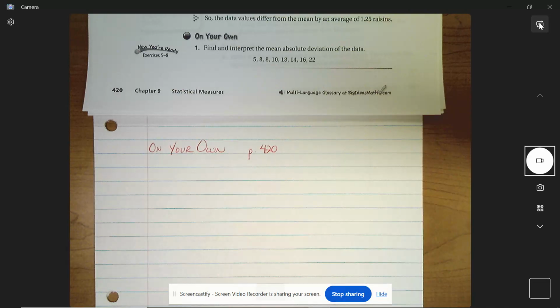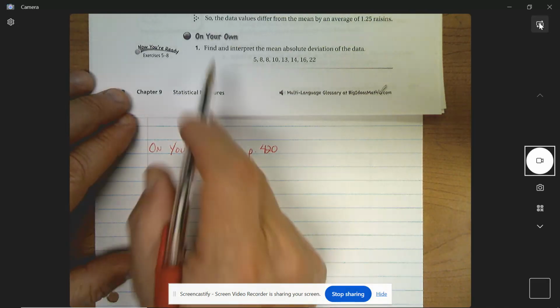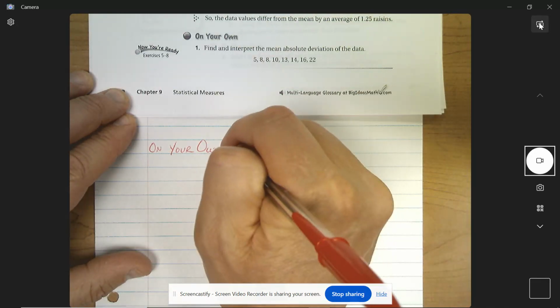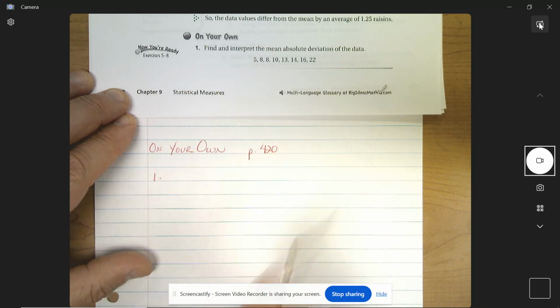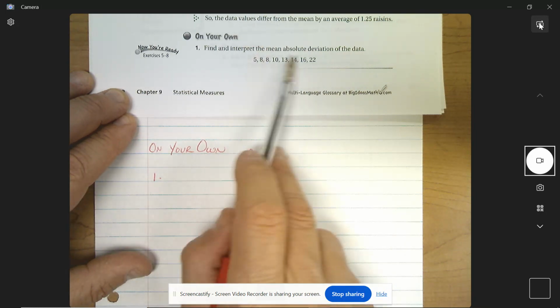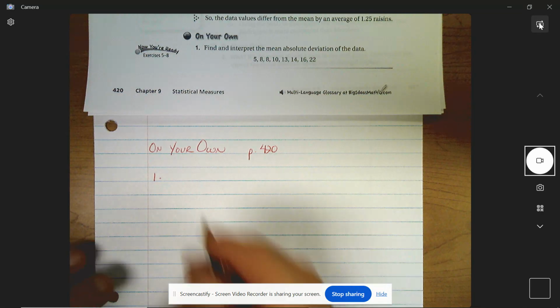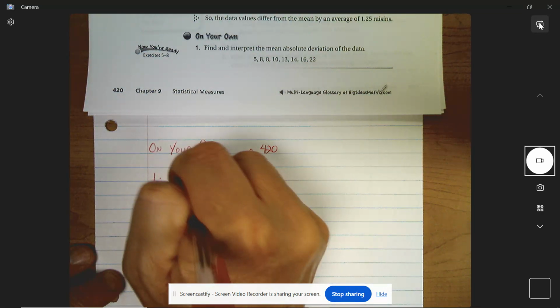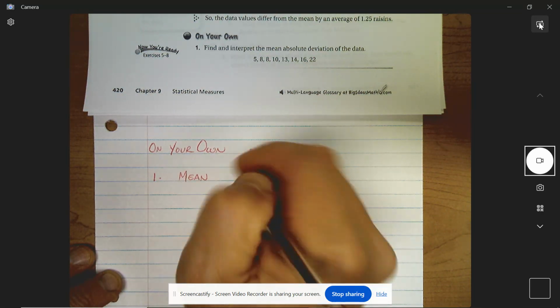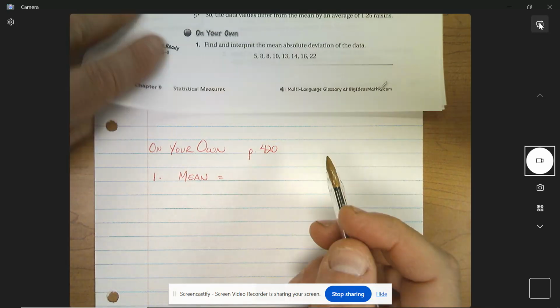This is on page 420. Looks good. Page 420, and we're doing the on your own problem number 1. So find and interpret the mean absolute deviation. So step 1 is the mean.